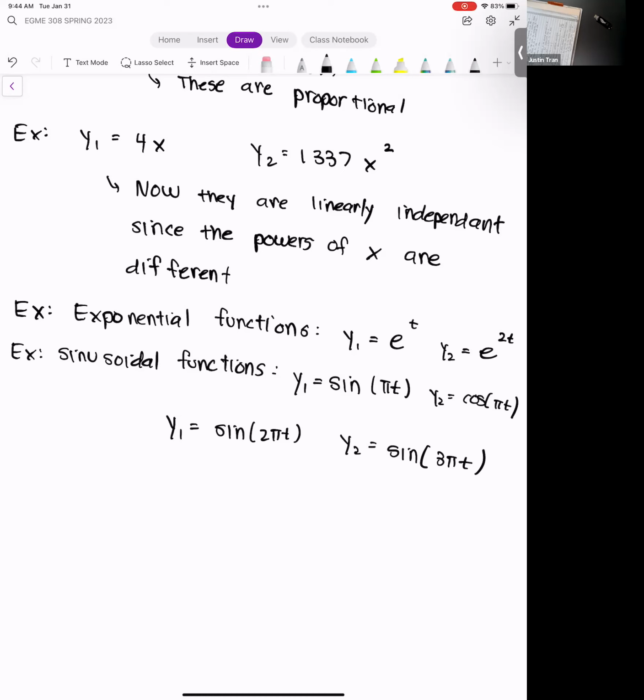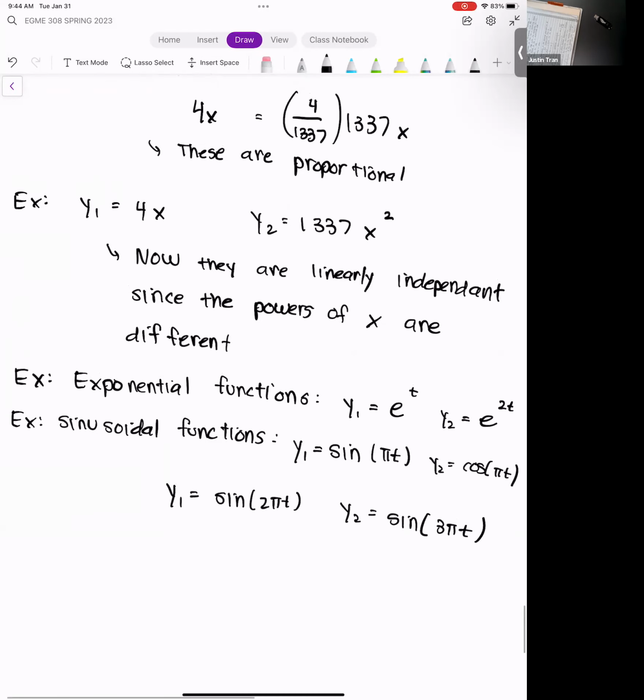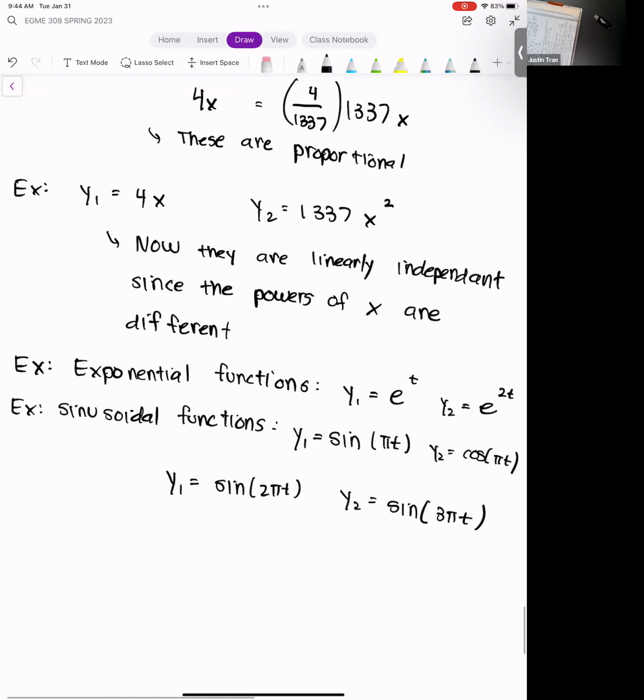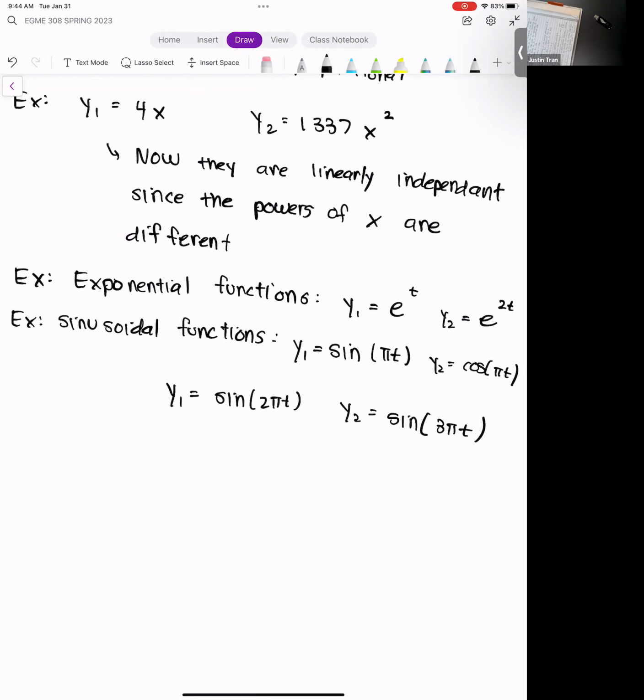Any questions on linear independence? Okay. We're just about out of time, but I do want to go over just one more definition, really quickly, and that is initial value.